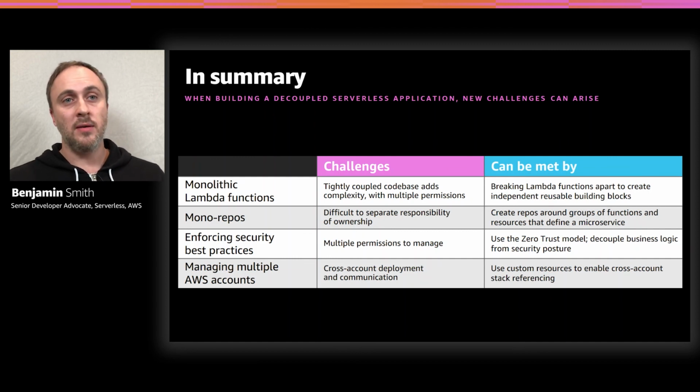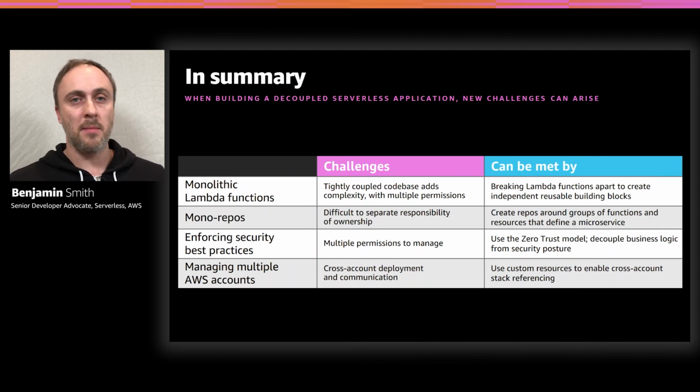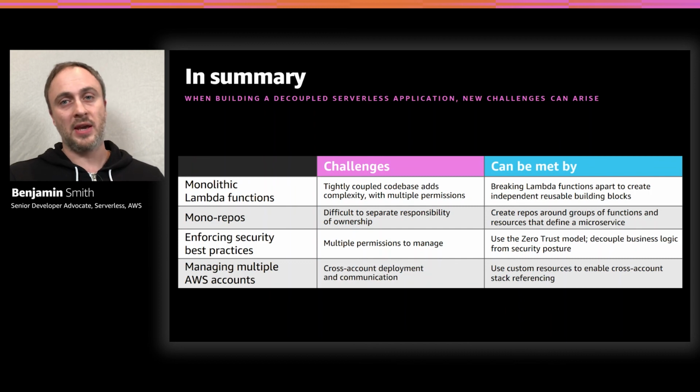Then finally, managing multiple AWS accounts is a different challenge. And this brings up things like cross-account deployment and resource lookups. And these can be met by using custom resources to enable that cross-account stack referencing. But really, the fundamental principle to growing your serverless applications is to reduce code and to reduce complexity wherever you can. And often the best way to do this is to use the right service and the right tools available to you for each task.